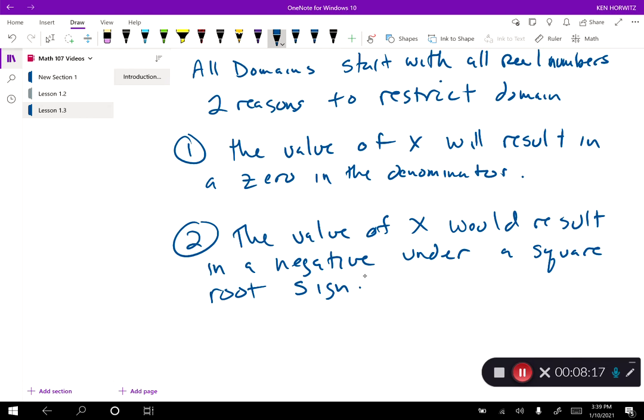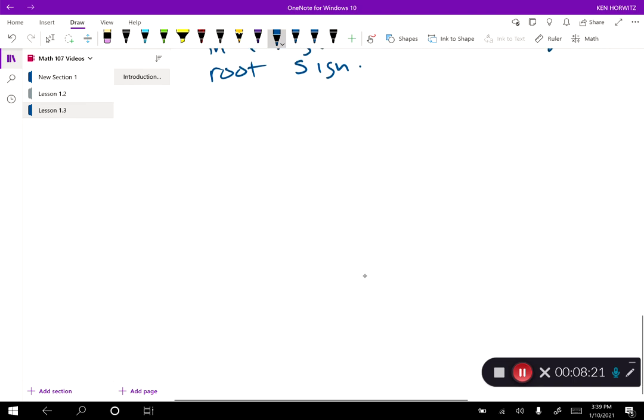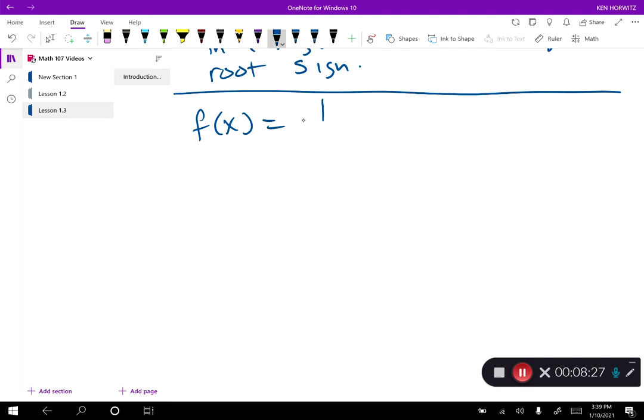I'm going to try two examples and we'll see how we do. All right, so here's the first example. I'm going to give a function, and the question is: find the domain.